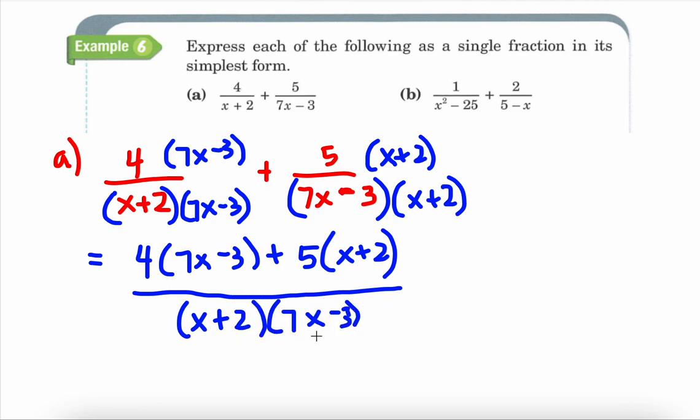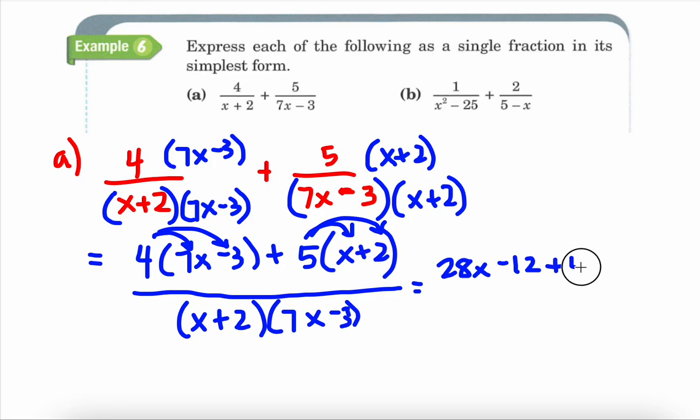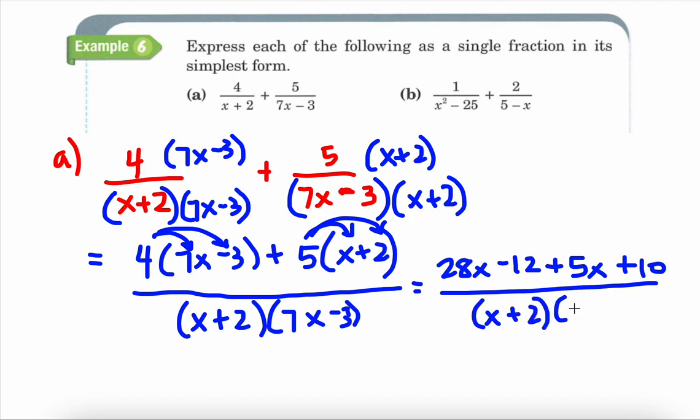I actually don't want to multiply these together because after I simplify my numerator, I might be able to reduce or something and cancel stuff out. But we don't know yet. Let's go ahead and perform our distribution there. So we have 4 times 7x is 28x minus 12 plus 5x plus 10. So that's after I distributed all my terms on my numerator.